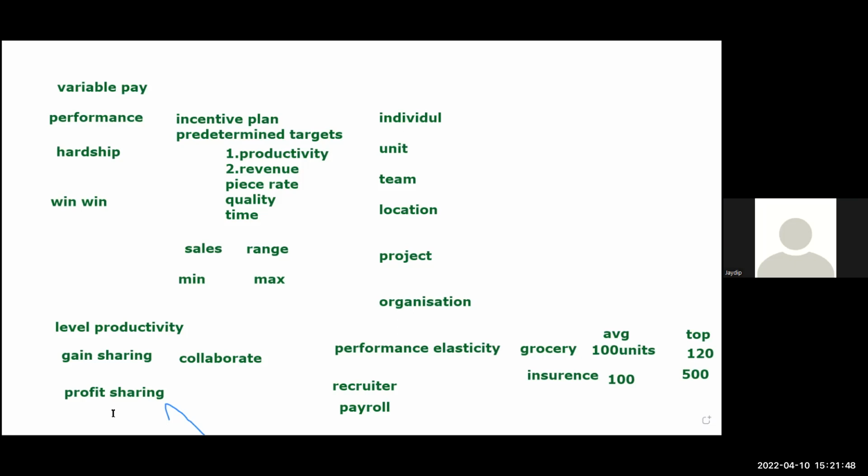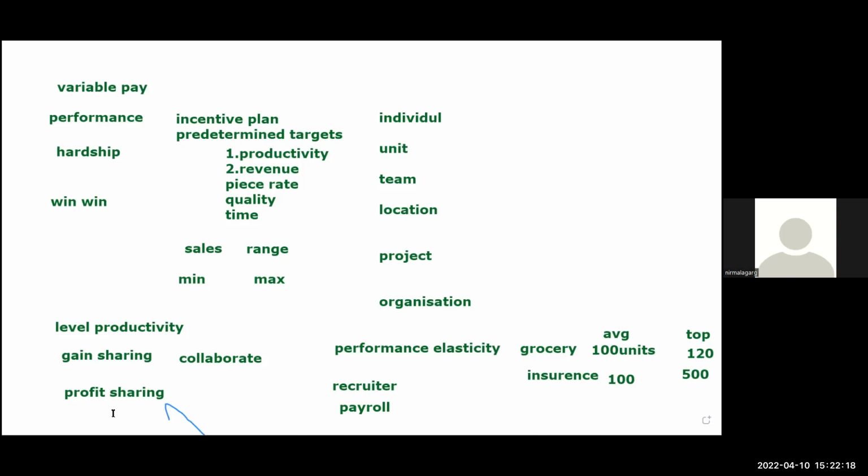Gain sharing is provided on a monthly basis and profit sharing is on an annual basis. Profit sharing is at the end of the year, depending on your expenditures, profit and loss statement, books of accounts, how much profit you made at the end of the year. And then if you have made some profits, you will share the profits as goodwill. So you will get a certain bonus.